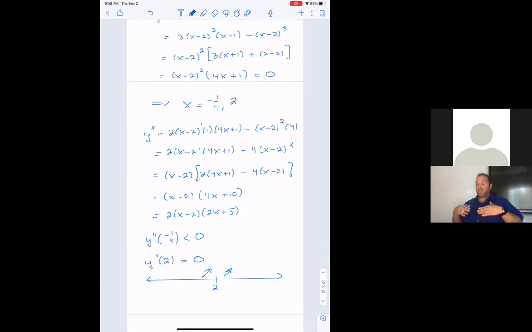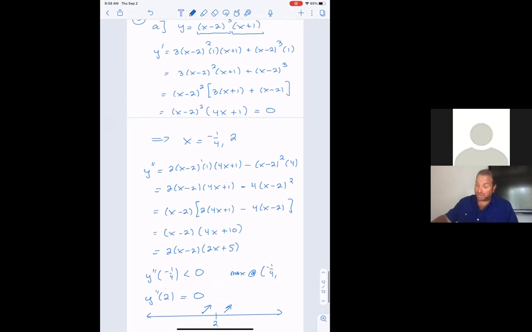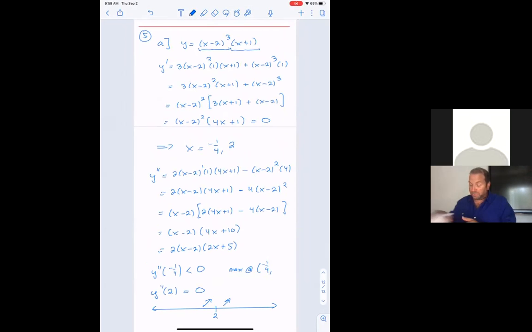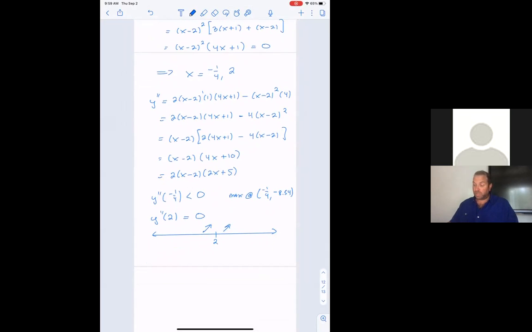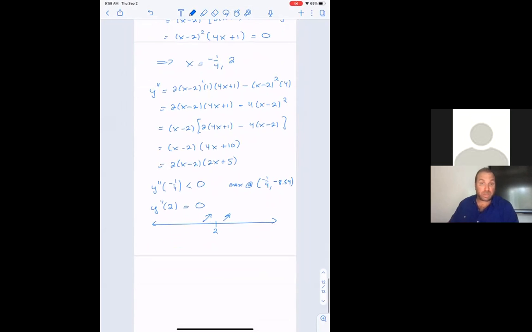But because the second derivative is negative at negative 1/4, then we have a maximum at negative 1/4, comma, and it wants the point. So to get the point, I've got to go back to the original. And I have negative 1/4 minus 2 to the third power times parentheses negative 1/4 plus 1. And that gives me about negative 8.54. So there's one maximum at negative 1/4, negative 8.54. And the other one is neither. Our first neither, yay.